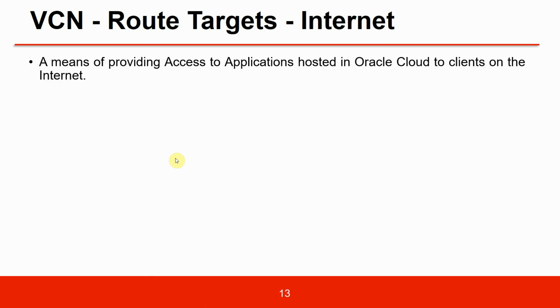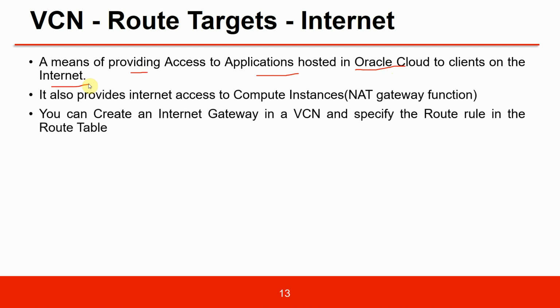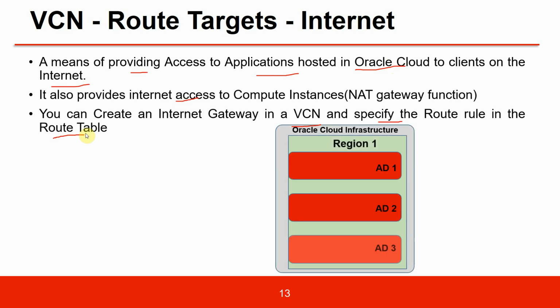Whereas if you create a route target internet, that is an internet gateway, then it is a means of providing access to applications hosted in Oracle Cloud Infrastructure to clients on the internet. In our case, we created an internet gateway as well. It also provides internet access to compute instances, which is the NAT gateway function. You can create an internet gateway in a VCN and specify the route rule for the route table. And this is an example of an internet gateway.